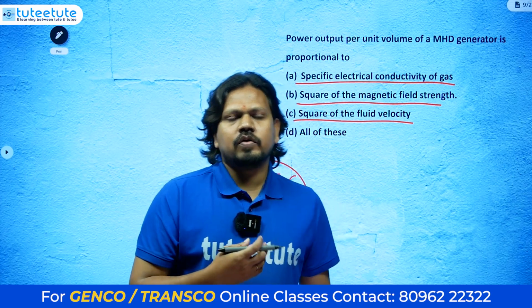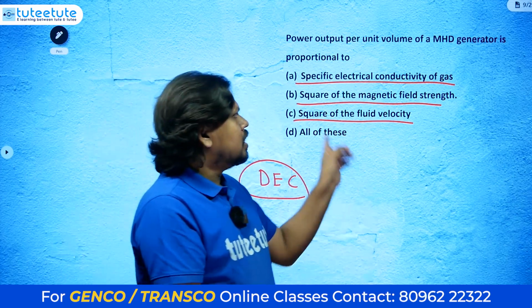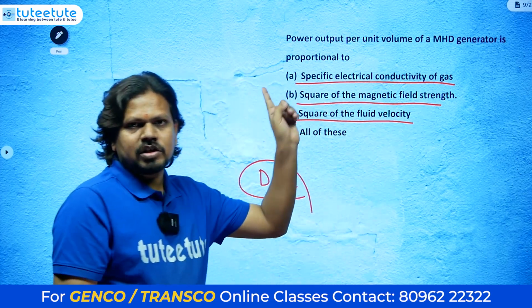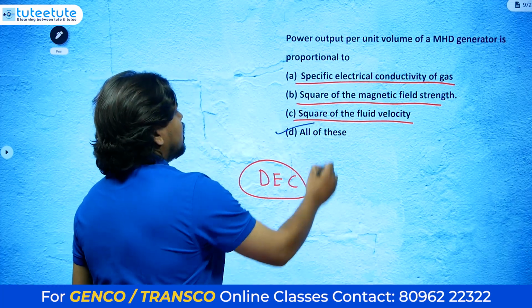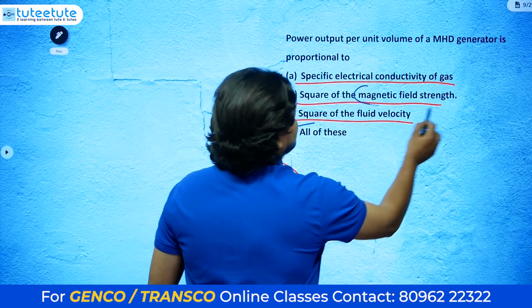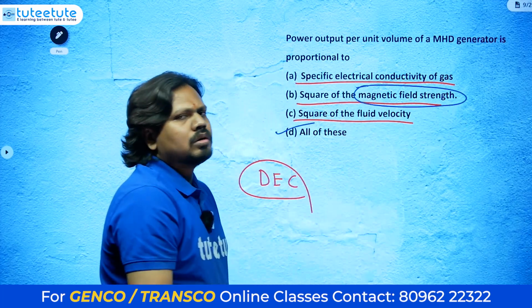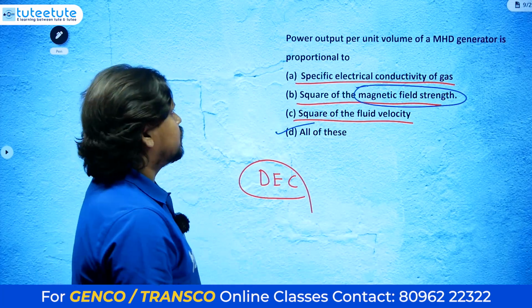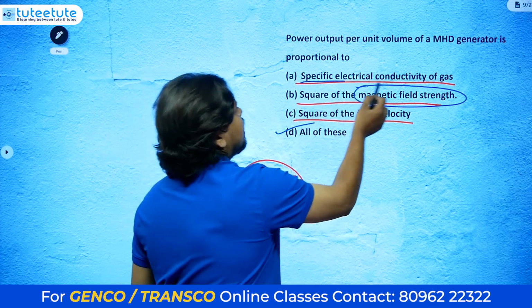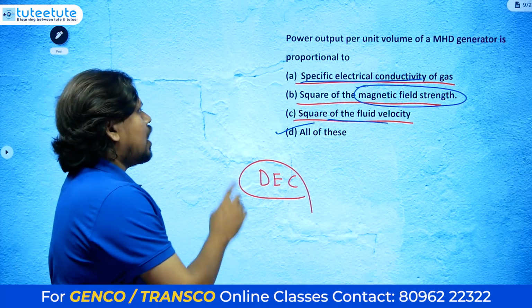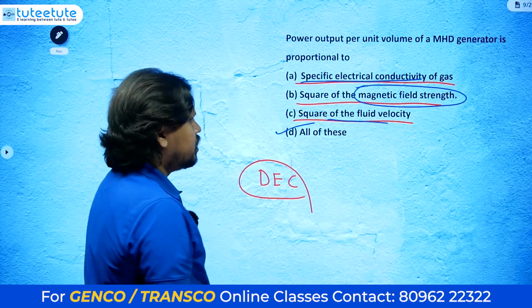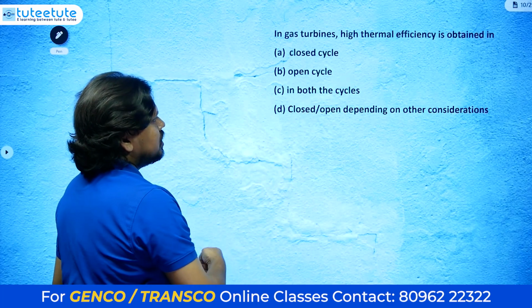If you are our student, just check the class; I have explained the complete operation of this MHD generator also. So the answer for this question is all of the above. Magnetic field strength also matters; if field strength is more, more charge will be transferred. Specific electrical conductivity of the gas and similarly fluid velocity also. We have to use a gaseous fluid here. So the answer for this question is D.